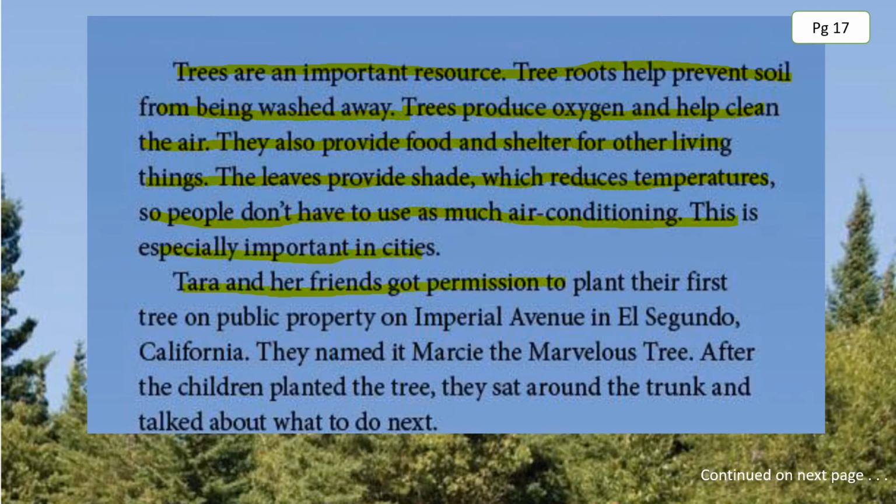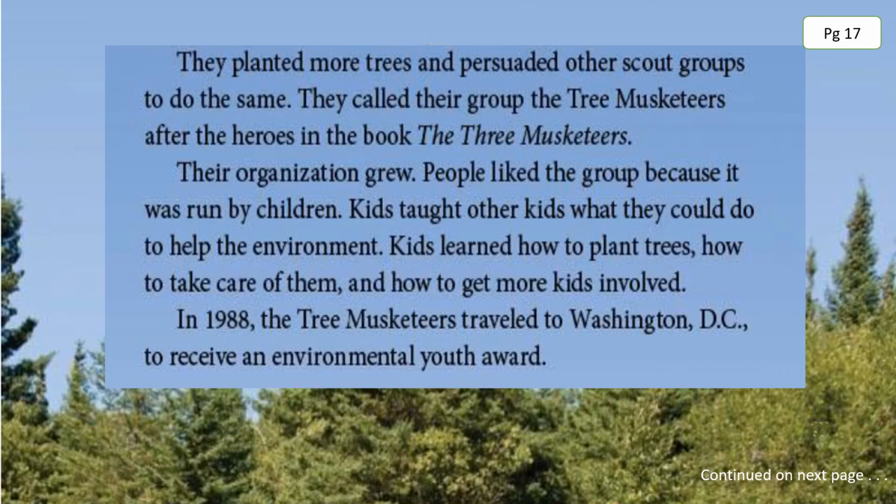Tara and her friends got permission to plant their first tree on public property on Imperial Avenue in El Segundo, California. They named it Marcy the Marvelous Tree. After the children planted the tree, they sat around the trunk and talked about what to do next. They planted more trees and persuaded other scout groups to do the same.